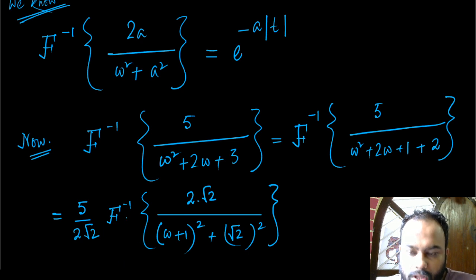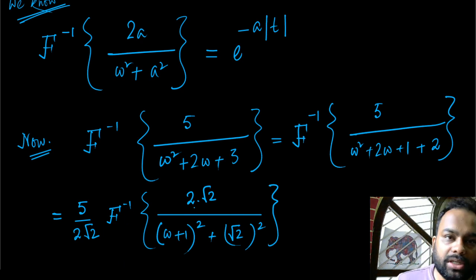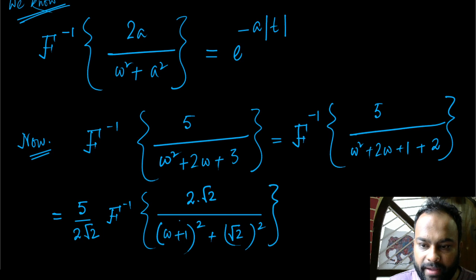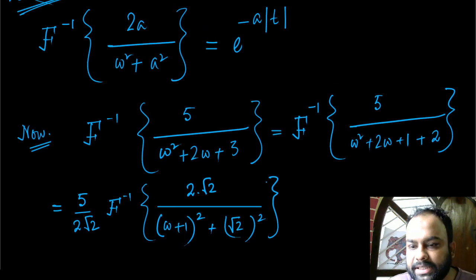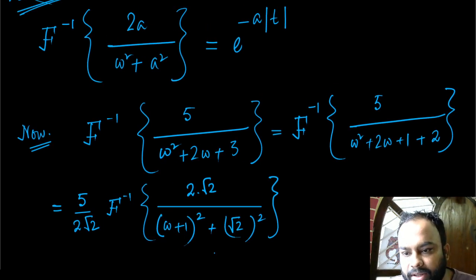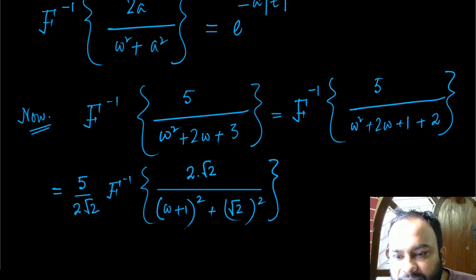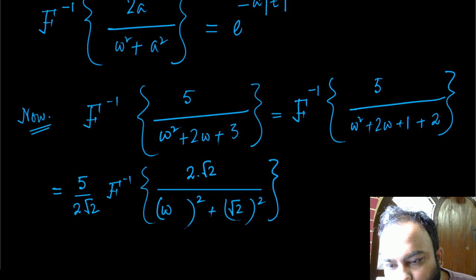Right. So now we have to use this frequency shifting property, because look at this quantity. This is quite similar to this. Imagine we did not have this plus 1 here. We just had an omega here.